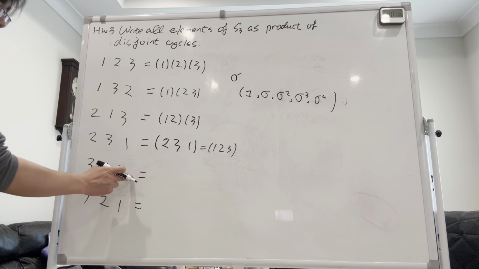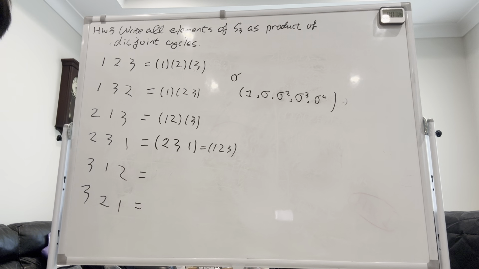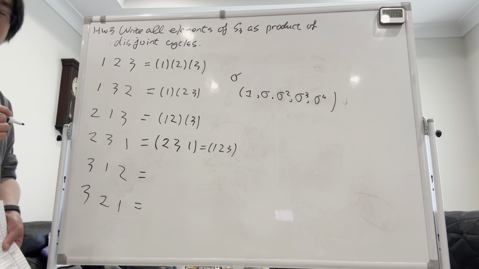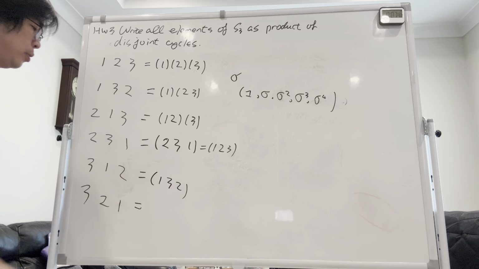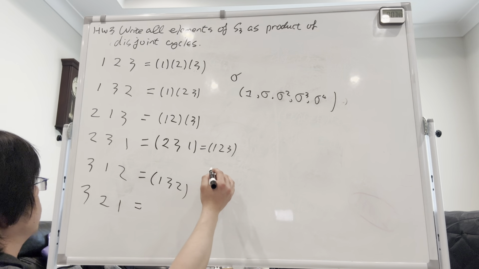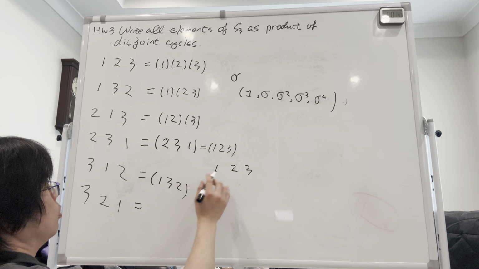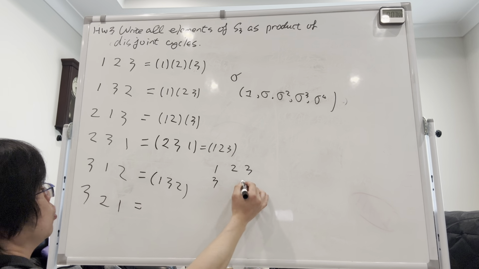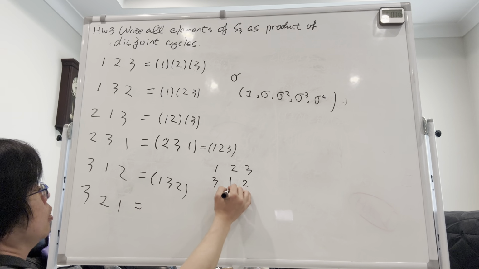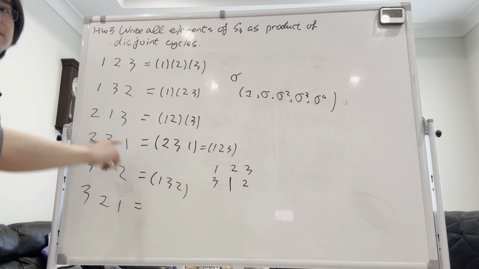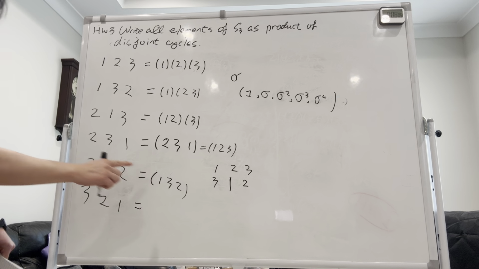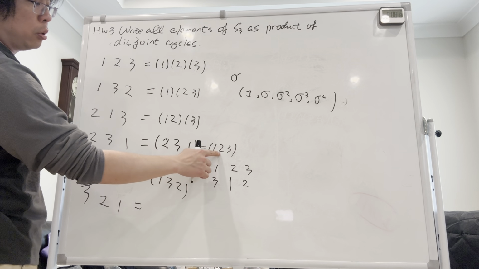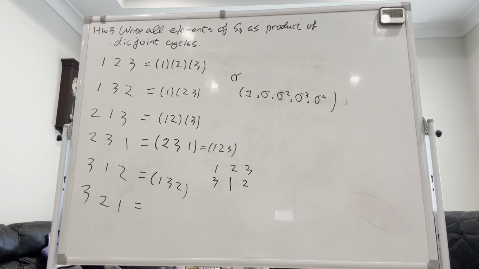Next one. 1, 2, 3 will be the same as this one. Okay. 1, 3, 2. So let's try 1, 2, 3. What we want is 1 will map to 3, 3 will map to 2, 2 will map to 1. Remember, it's cyclic. It's kind of rotating in one direction. What this means is 1 will map to 3, 3 will map to 2, 2 will map to 1. This is what the cycle notation means.